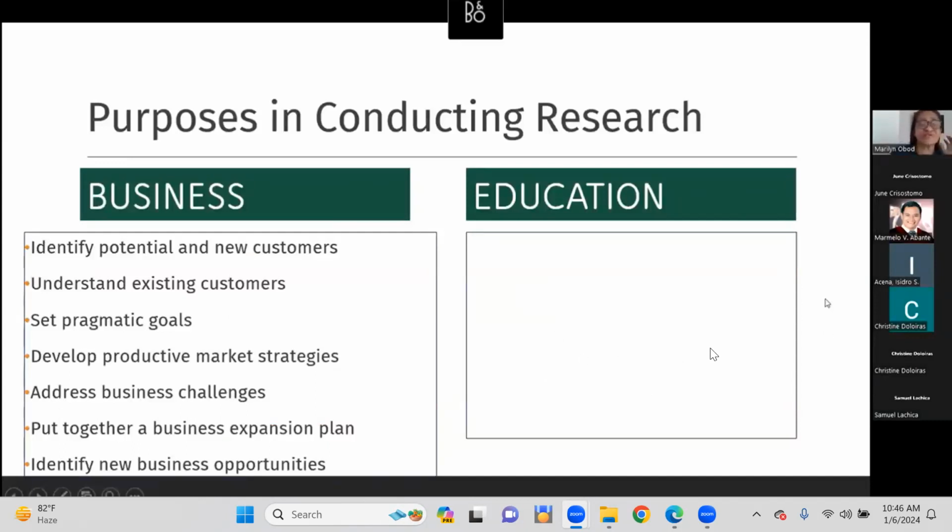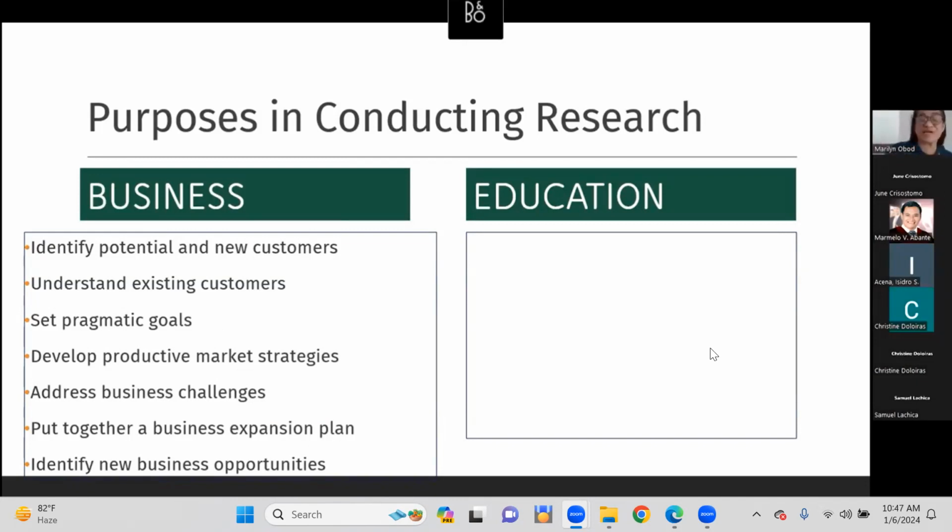So yun na. Purpose in conducting research. So ang nilagay ko dito, this is what I researched, no? Sa business daw ganito. So you may correct me if these are not true, but this is what I was able to gather. That in business, research is conducted to identify potential and new customers, understand existing customers, set pragmatic goals, develop productive market strategies, address business challenges, put together a business expansion plan, and identify new business opportunities. So ito po yung mga parang magiging output, no? Kung naka-IPO.